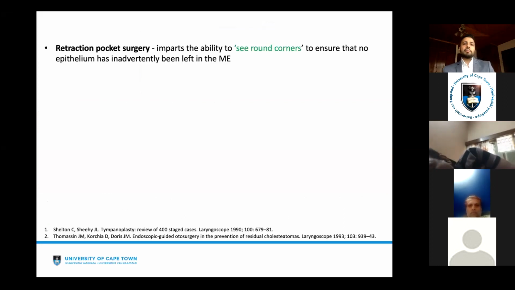The second use when it comes to therapeutics with the endoscope is that it imparts to us the ability to see around corners. And this is especially relevant in retraction pocket surgery. One of the biggest fears of retraction pocket surgery, especially if you have a grade 3 or grade 4 retraction, is that you may inadvertently leave some epithelium behind when you're lifting up the tympanic membrane. And the use of the endoscope, whether primarily or secondarily in complement to the microscope, allows you to confirm in different places that you're not leaving any squames behind.